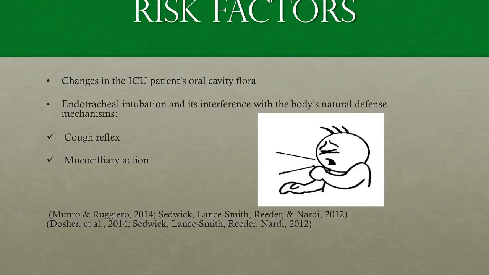Endotracheal intubation, or ET intubation, interferes with the body's natural defense mechanisms. It interferes by rendering the cough reflex less effective and depressing mucociliary action. These both result in ineffective clearance of oral, nasal, and airway secretions, which may result in a pooling of potential pathogens and greatly increase the risk for aspiration of secretions from around and within the ET tube.